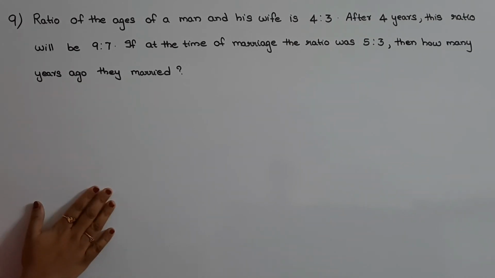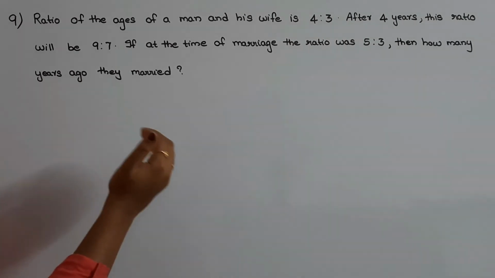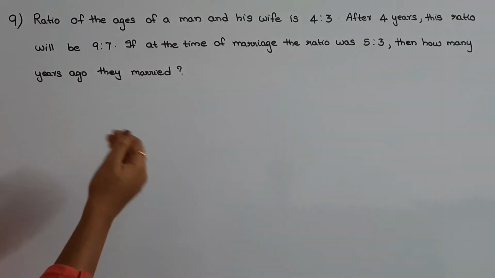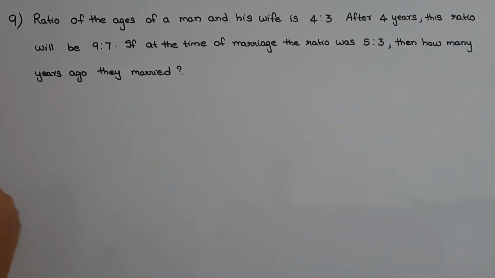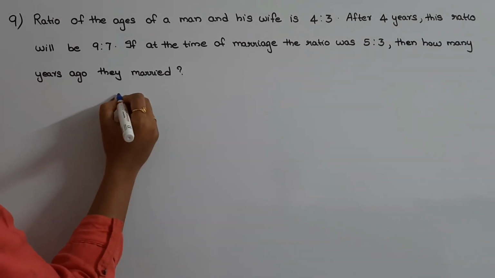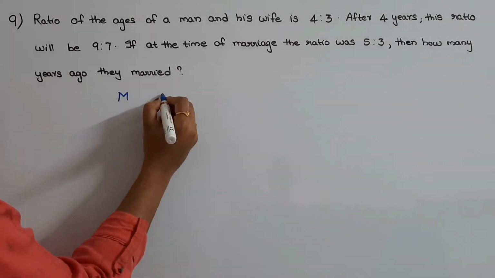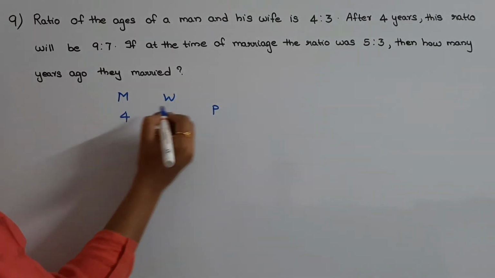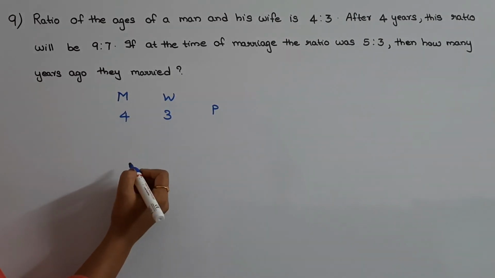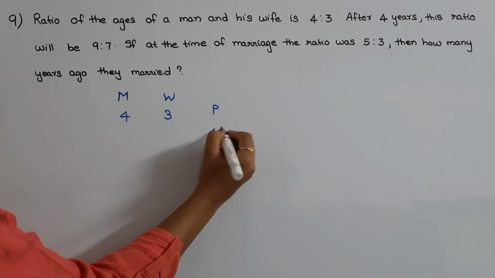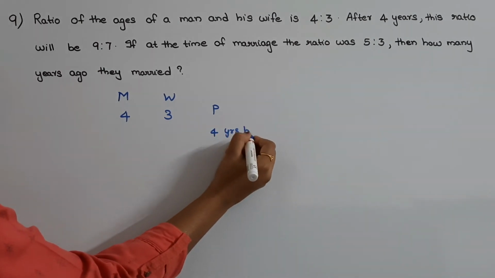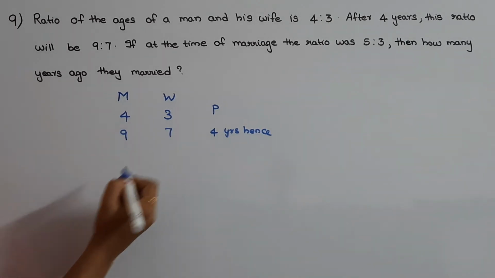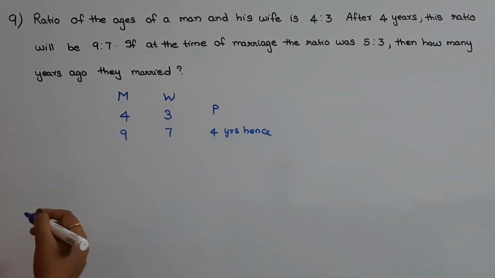So in this type of question, first we need to find out the present ages of the man and wife. Then we need to find out how many years ago they got married. Okay, so first let us write what is given. So they have given the ratio of the man and wife at present as 4:3. Okay, then they have given the ratio of their ages after 4 years as 9:7. Okay, so first we need to find out their present ages.